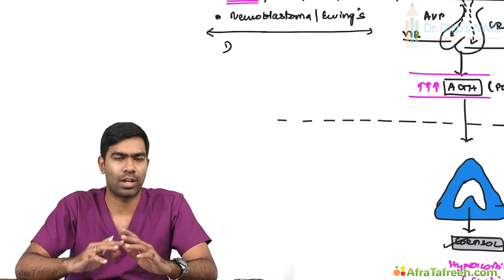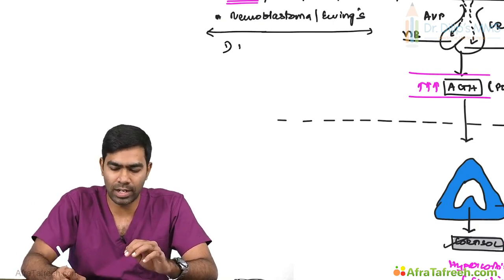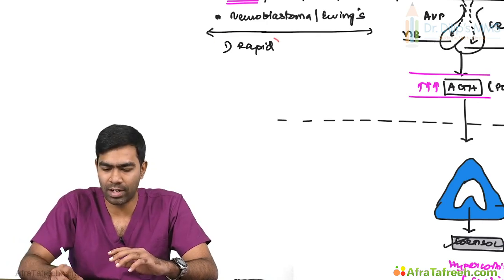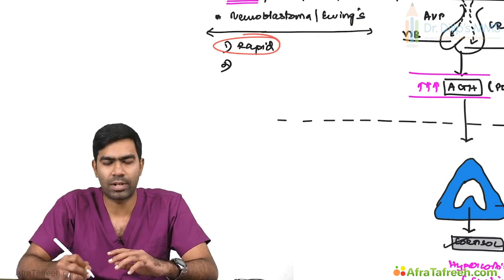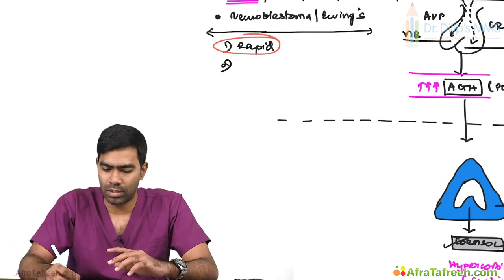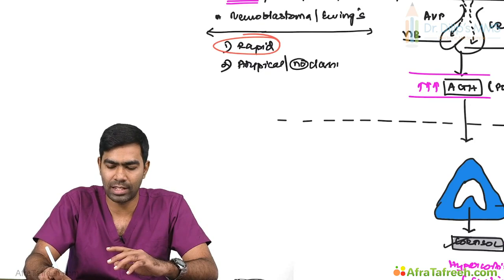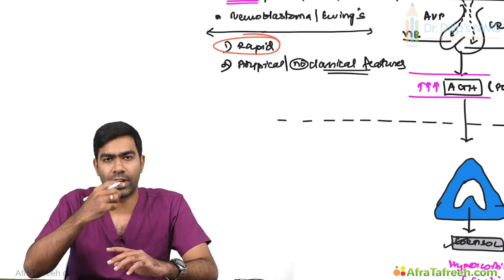You will have high ACTH and high cortisol. There's no doubt about that. But the clinical course will be extremely rapid. That's the most important point. Very, very rapid course. And at the same time, they'll be having atypical features, or they will not be having classical features of Cushing syndrome. There will be paucity of classical findings.